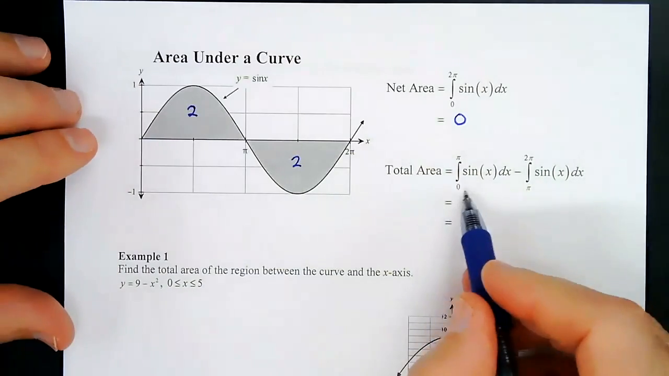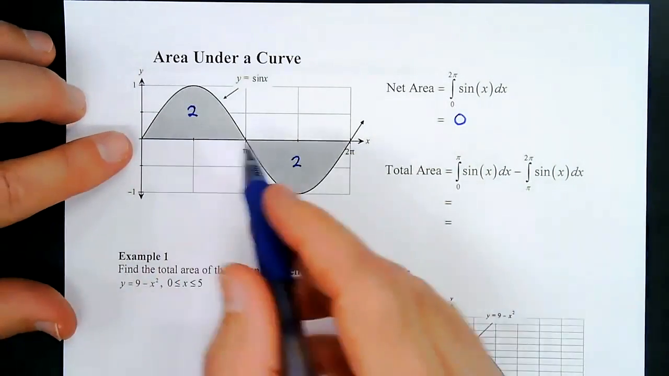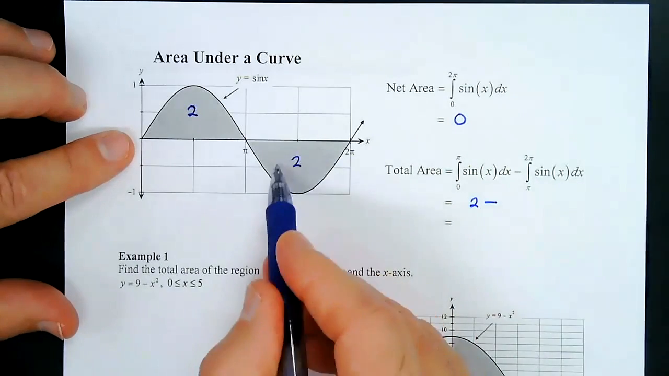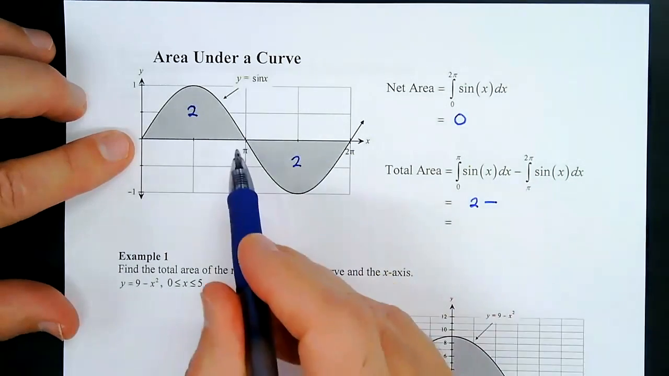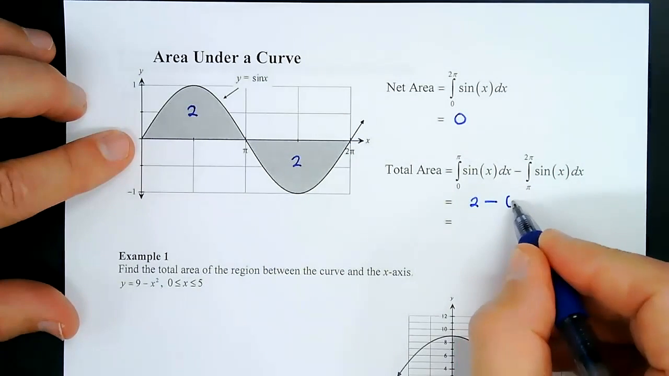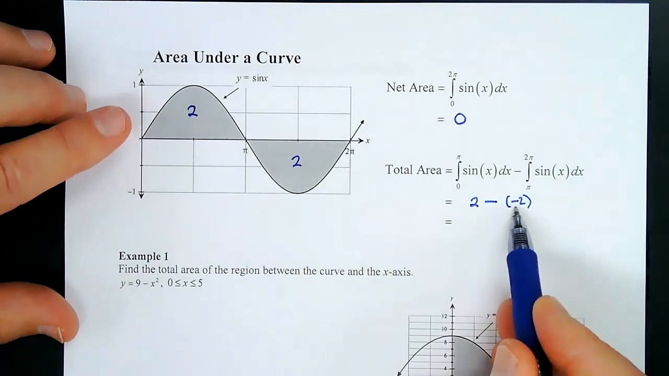So for instance, right here, all right, this integral from 0 to pi of sine x would be 2. And then we're going to subtract. Now, I know this region's 2, right? But when I take the integral from pi to 2 pi, I know that's going to come out to be negative 2. So this is 2 minus negative 2. So you see how we're going to subtract this negative value.